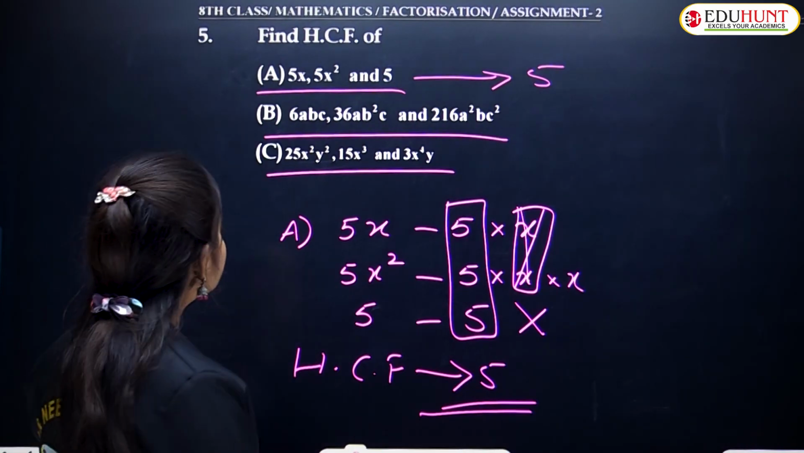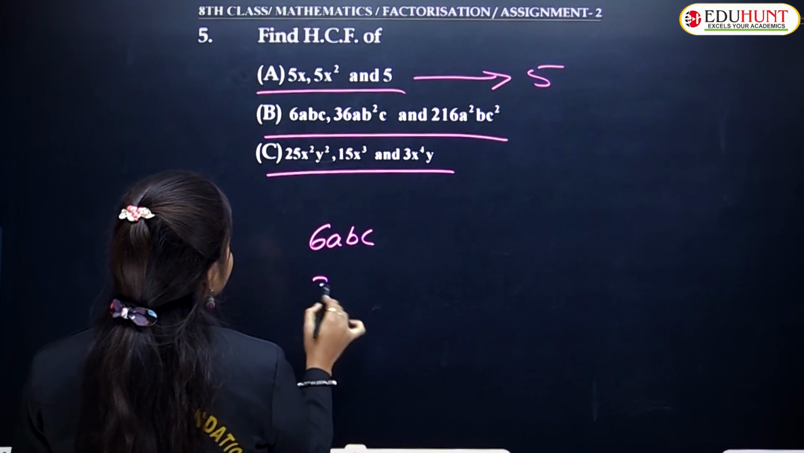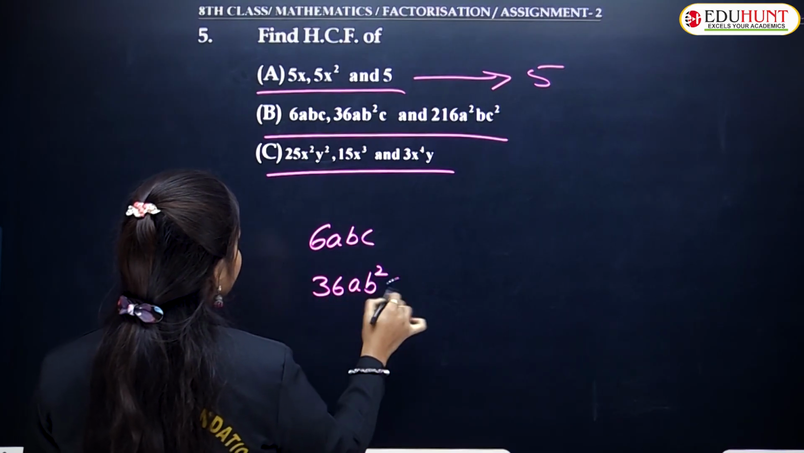Understand? Let us see the next one. The second one is 6abc and 36ab square c.